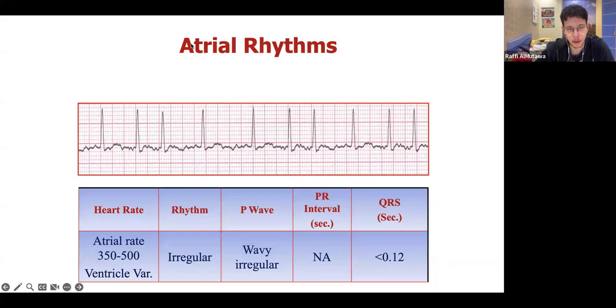Okay, two people have said it. Let's see who else. All right. Yes, this is atrial fibrillation. How did we come to this conclusion?